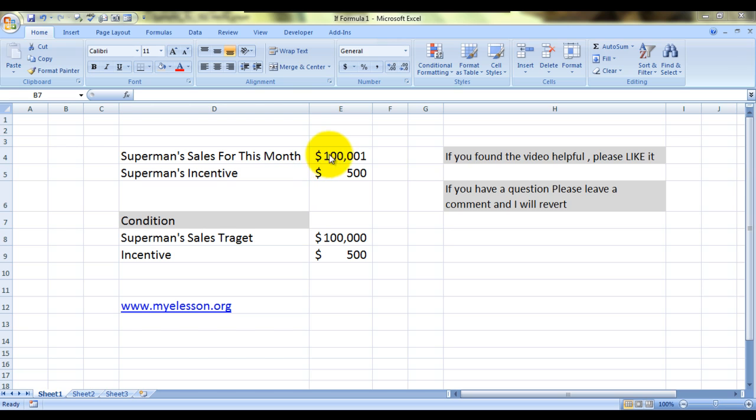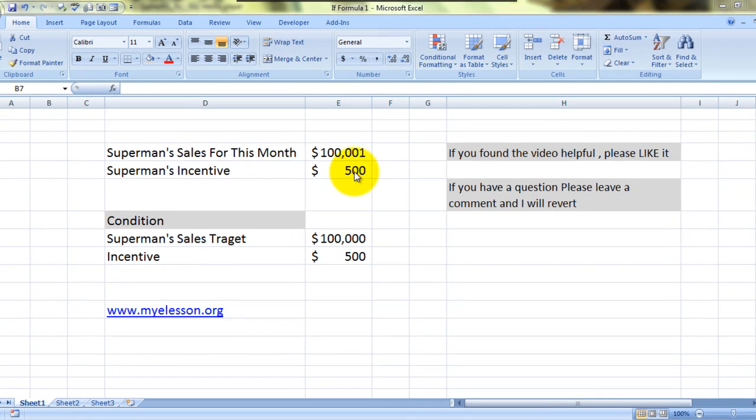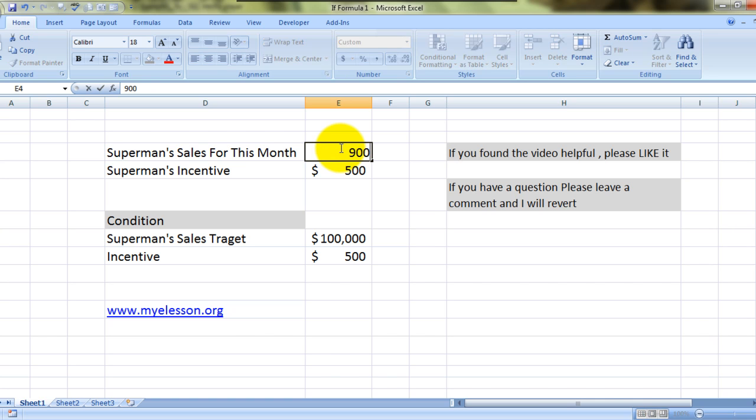All right. So here Superman made sales of $100,001. So he got an incentive of $500. Now, what if he made total sales of $90,000 only? He got zero incentive. Or he just barely met his target, $100,000. He got an incentive of $500. How did we do it? We did it using the if formula.